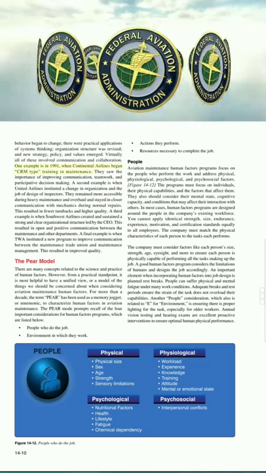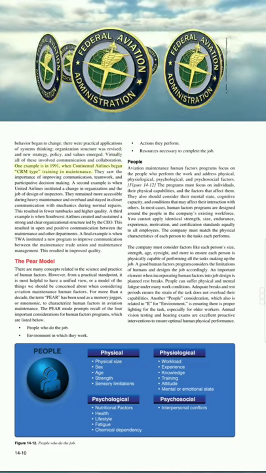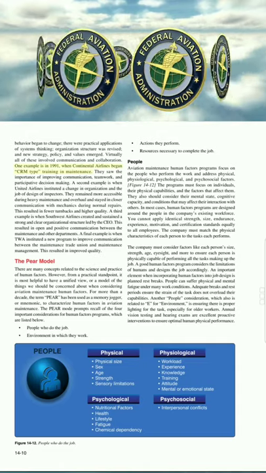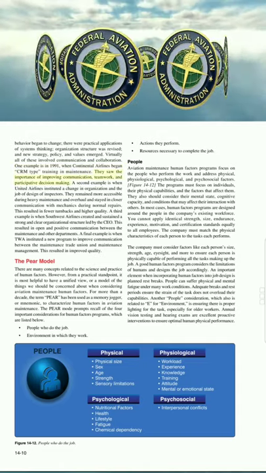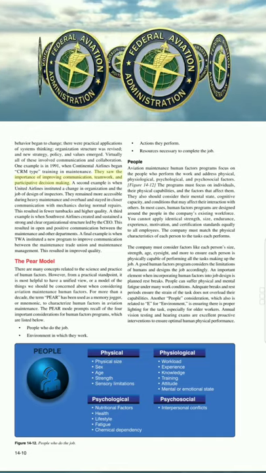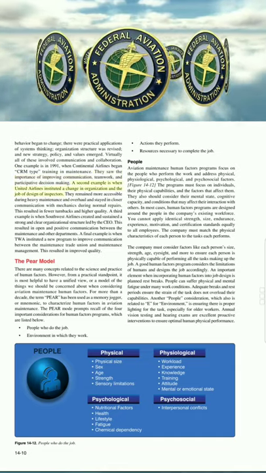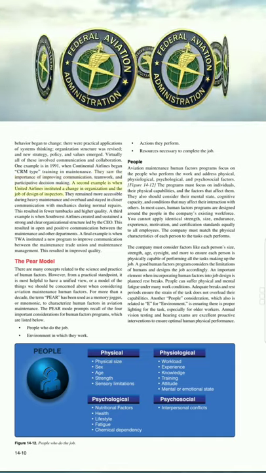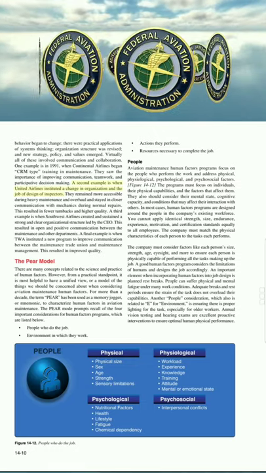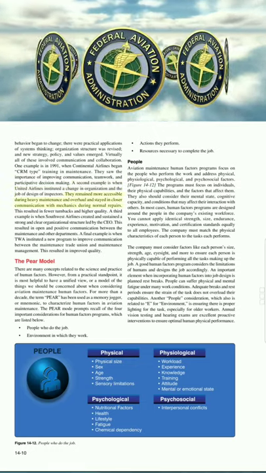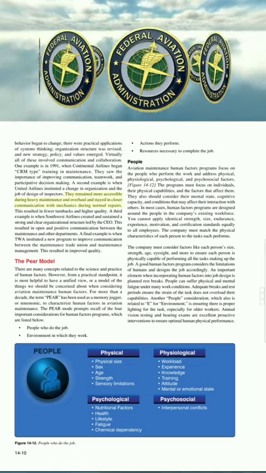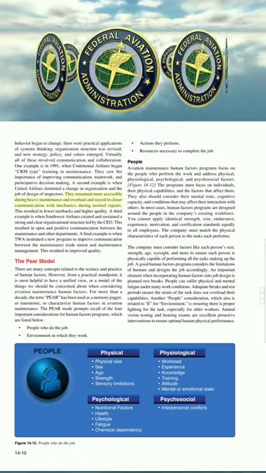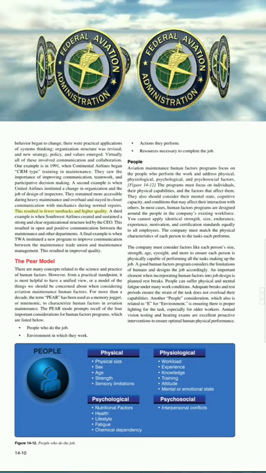One example is in 1991, when Continental Airlines began CRM-type training in maintenance. They saw the importance of improving communication, teamwork, and participative decision-making. A second example is when United Airlines instituted a change in organization and the job design of inspectors. They remained more accessible during heavy maintenance and overhaul, and stayed in closer communication with mechanics during normal repairs. This resulted in fewer turnbacks and higher quality.